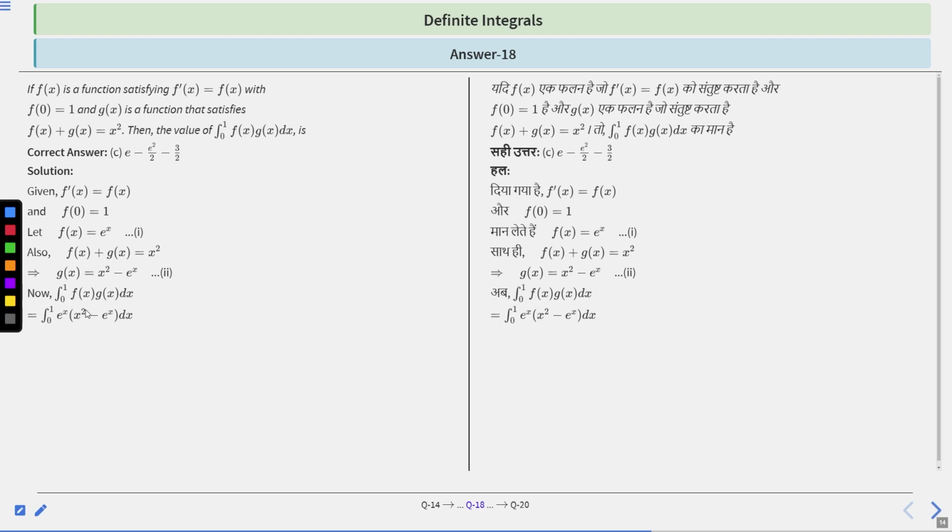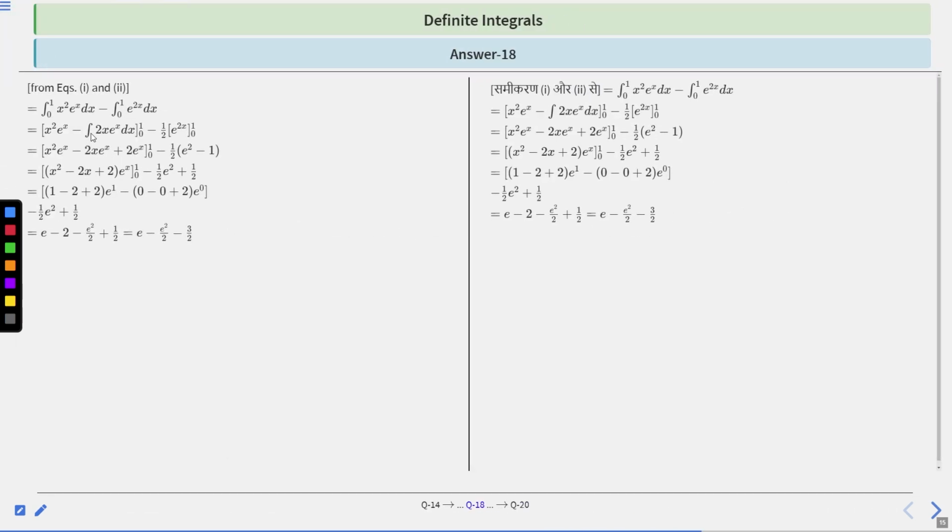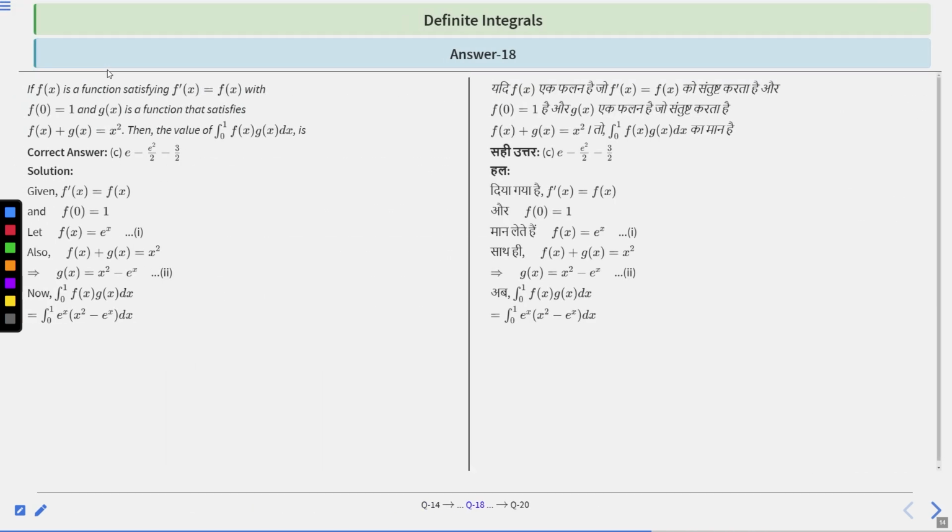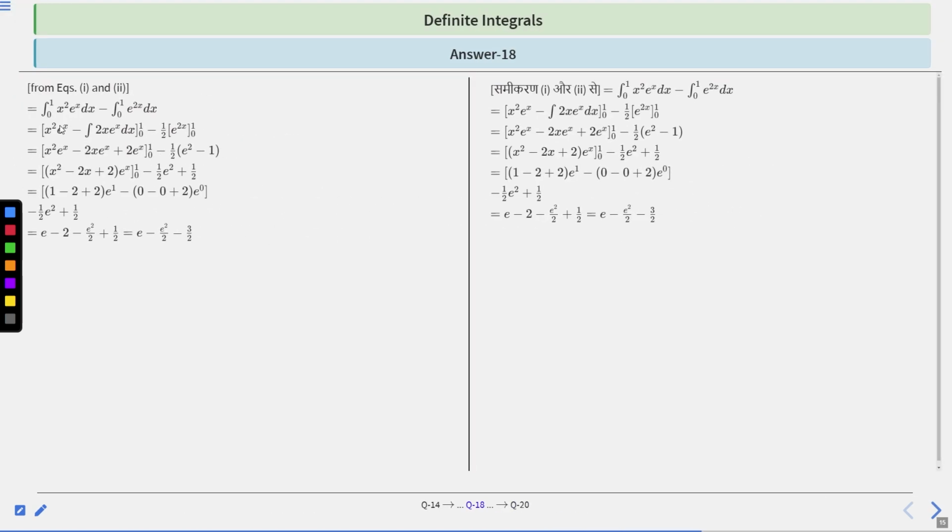Now, integration from 0 to 1 of f(x) g(x) is basically integration from 0 to 1 of e to the power x into (x squared minus e to the power x), right? Clear? Now you can easily solve from equation 1 and 2. Therefore, integration of 0 to 1 x squared e to the power x dx minus integration of 0 to 1 e to the power 2x dx. After adjusting, you will use integration by parts in this.